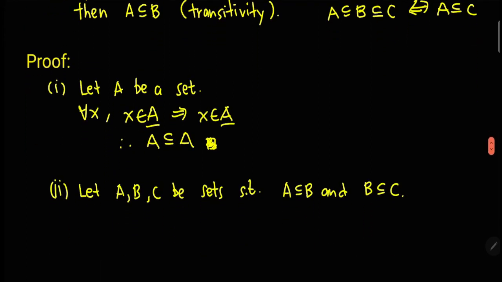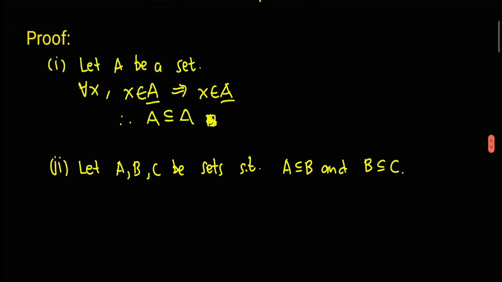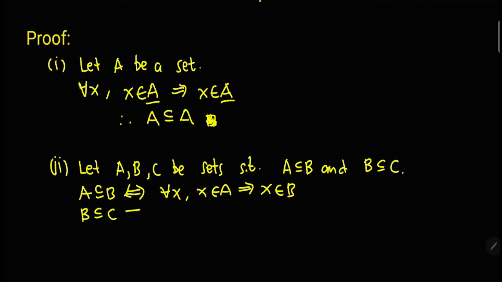To show that, let A, B, and C be sets such that we have the given: A is a subset of B and B is a subset of C. By using the definition, A is a subset of B means for any object X, X is an element of A implies that X is an element of B. On the other hand, the second given, B is a subset of C, means for any object X, if X is in B, then X is in C. These two are just the definition of subset.